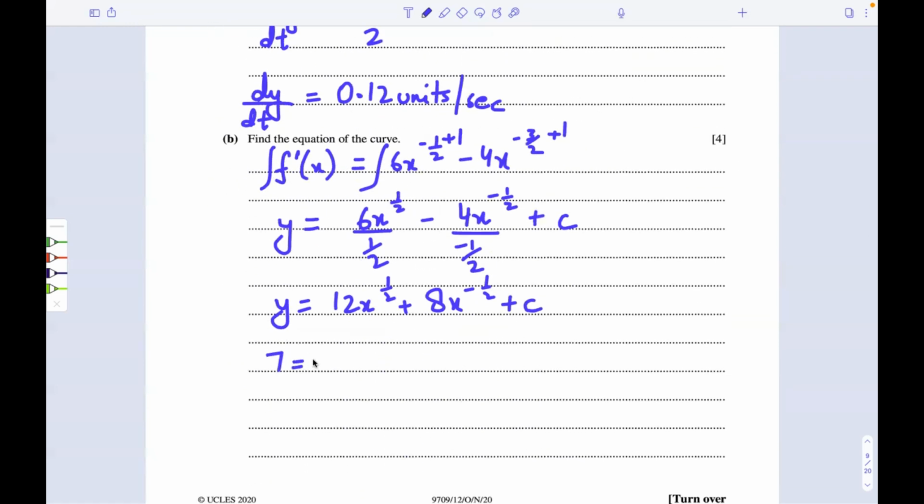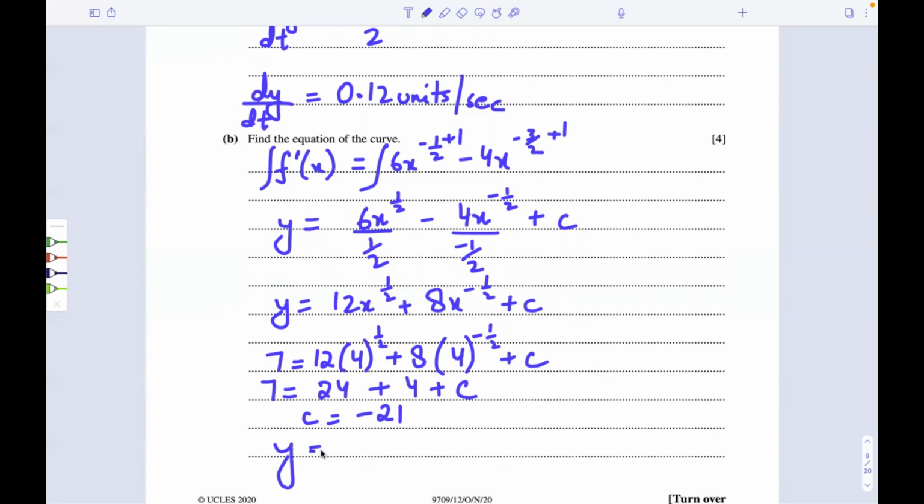We have 7 is equal to 12 into 4 to the power 1 upon 2 plus 8 into 4 to the power negative 1 upon 2 plus c. This will become 7 is equal to 12 times 2, which is 24, plus 8 upon 2, so this will become 4, plus c. So c is equal to 7 minus 24 minus 4, which is minus 17 minus 4, which is minus 21. So the final equation would be y is equal to 12x to the power 1 upon 2 plus 8x to the power negative 1 upon 2 minus 21.